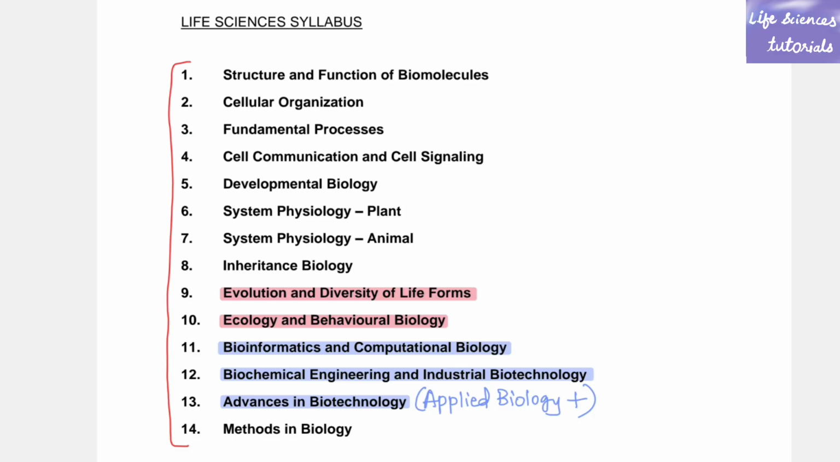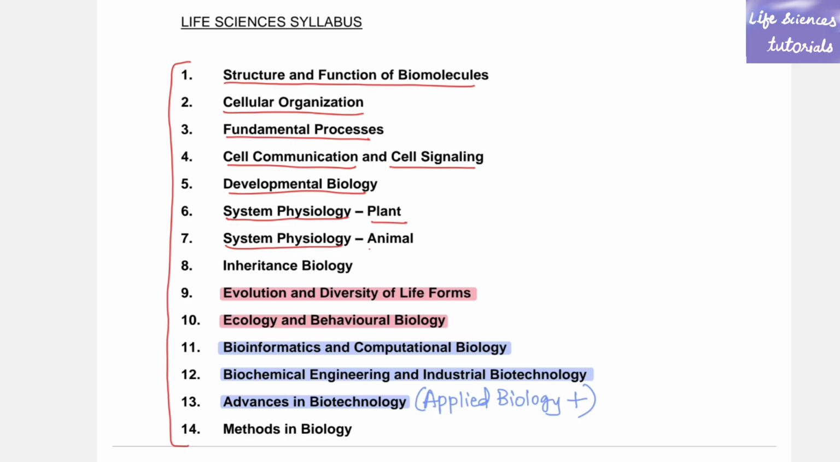If you look at the first few units, first we have structure and function of biomolecules. This was the same in the previous syllabus. Next, cellular organization, which includes cell biology, same. Next, we have fundamental processes, cell communication, cell signaling, developmental biology, system physiology plant, system physiology animal, inheritance biology. So till the 8th unit, the syllabus is the same as the old one. Even if you look at the last unit, we can easily see that the syllabus is the same as the previous syllabus which we follow till date.